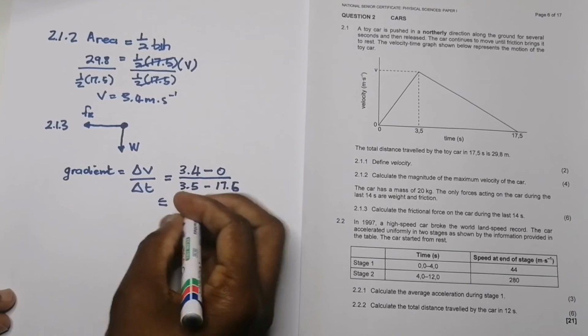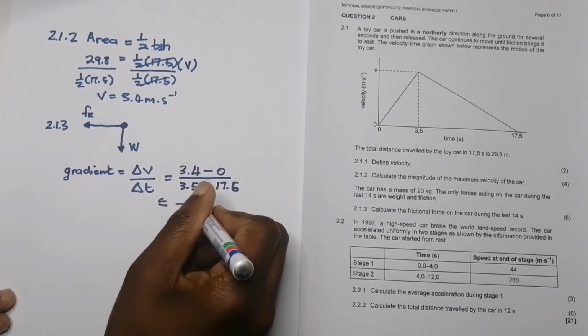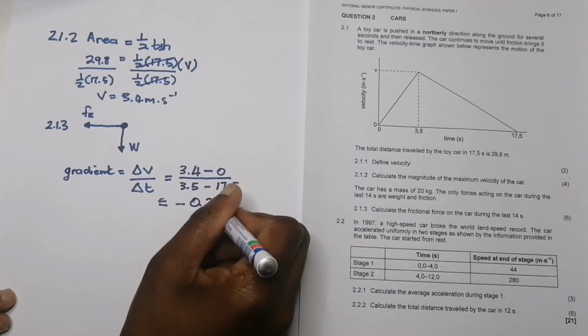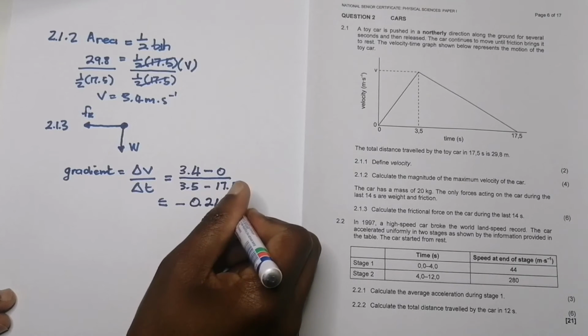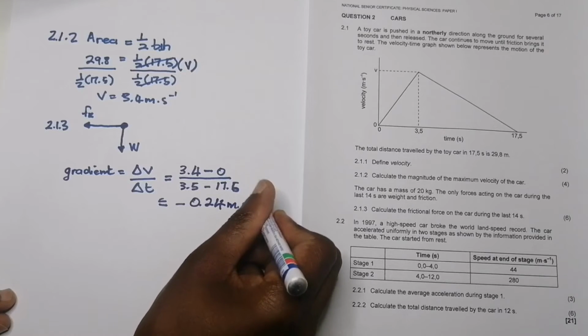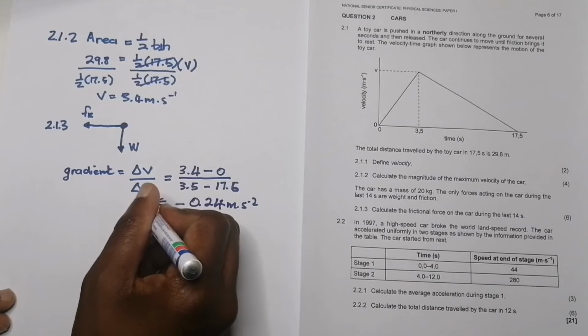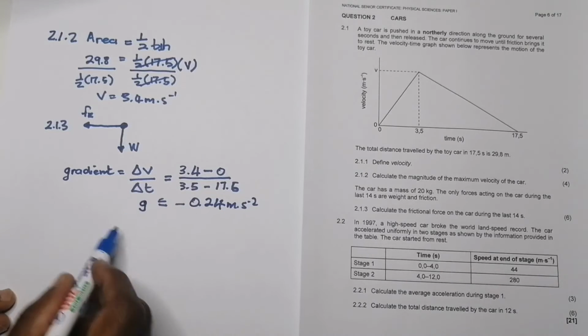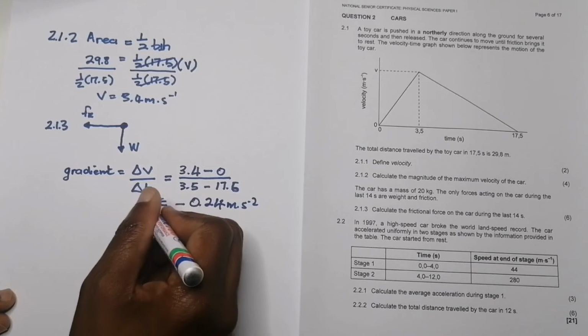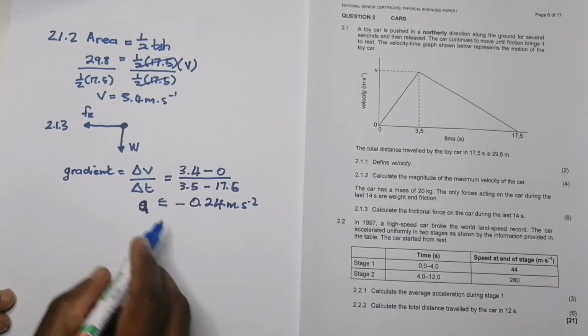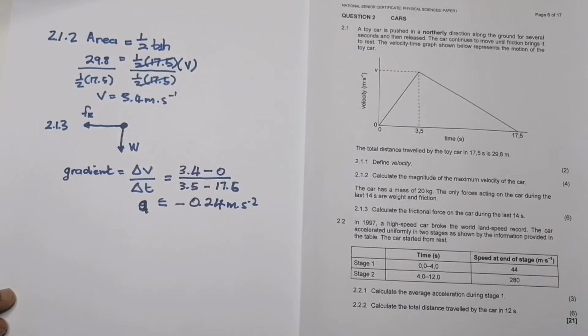So I get an acceleration of negative 0.24. We're going to keep our answers to 2 decimal places, in meters per second, of course, which is normally what we are instructed under IEB. So our acceleration, in fact, let me not write G there, let me write acceleration A, is negative 0.24 meters per second squared.